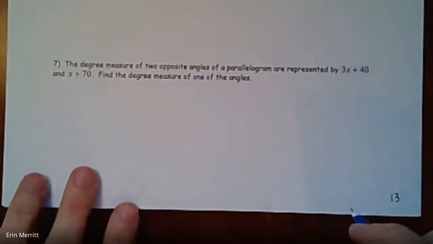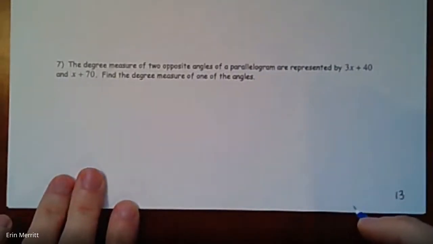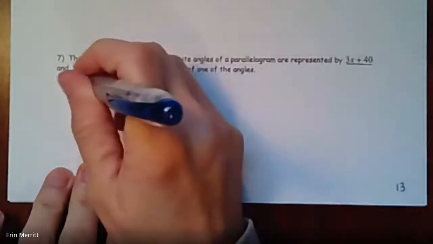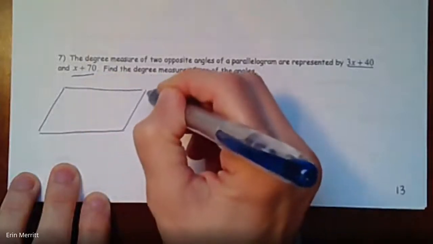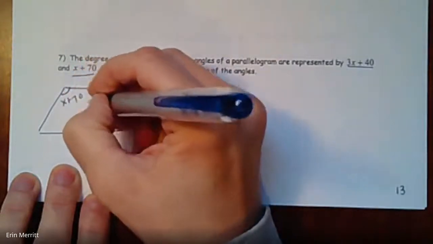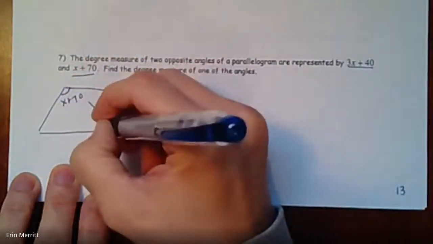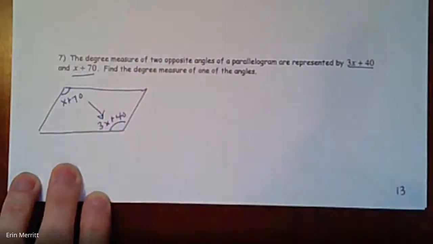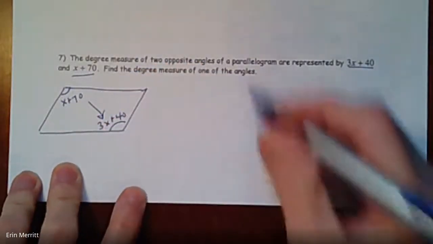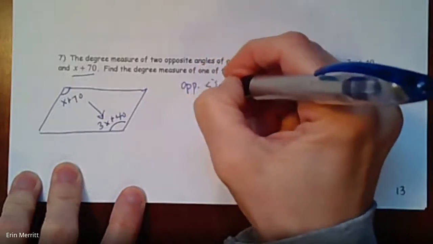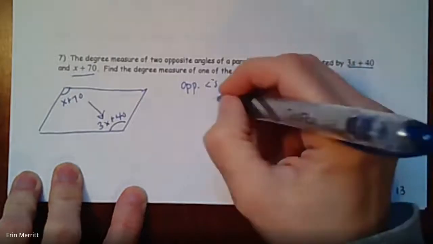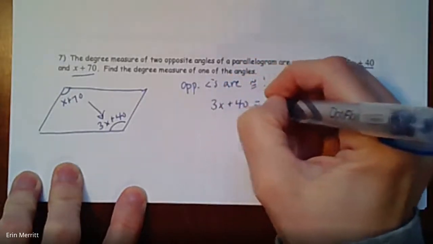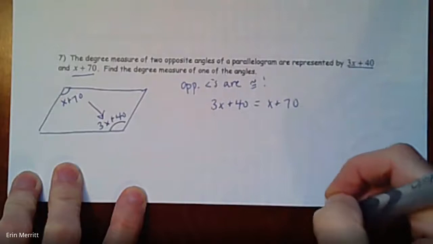It says the degree measure of two opposite angles of a parallelogram are represented by 3x plus 40, x plus 70. You don't even have to necessarily draw the picture, but you can. Don't worry about how pretty it is. Just x plus 70 for one, and then the opposite angle, 3x plus 40. All you need to know is that opposite angles are equal or congruent, whichever way you'd like to say it. So 3x plus 40 equals x plus 70, and then solve from there.